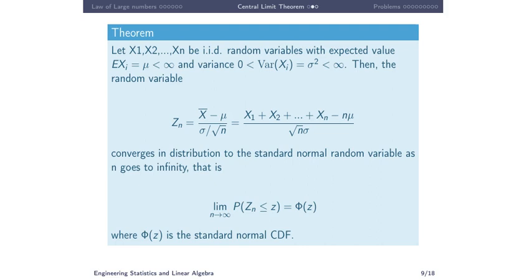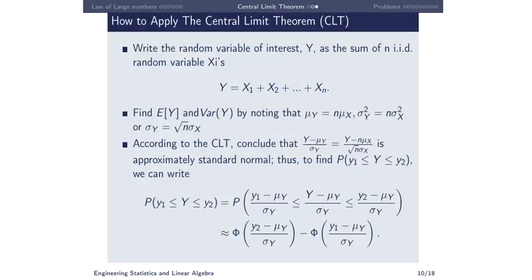This we know for the normal distribution: phi of z is the expression which we call the standard normal cumulative distribution function. So this is very important. Using this theorem we have to solve different problems, and how to solve them is given here.